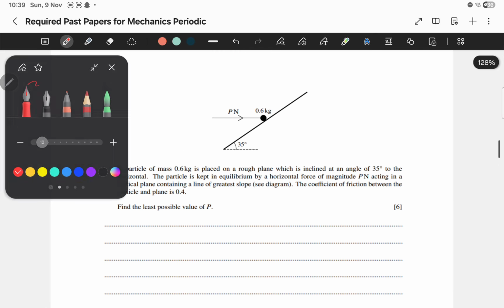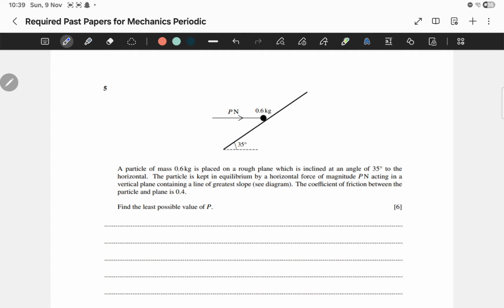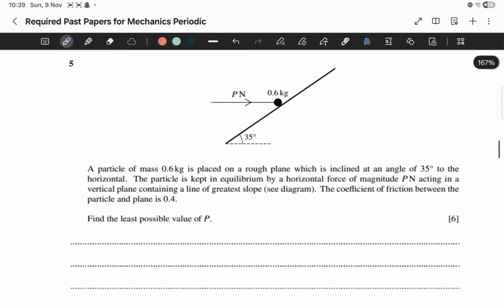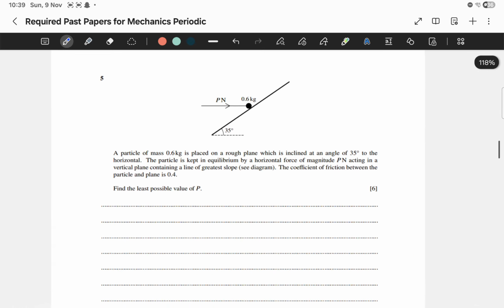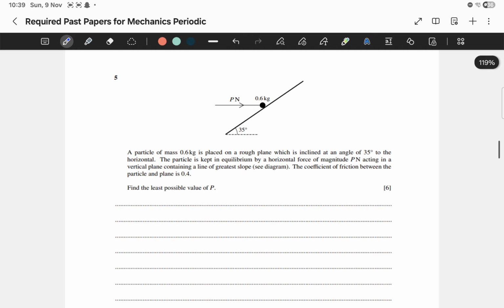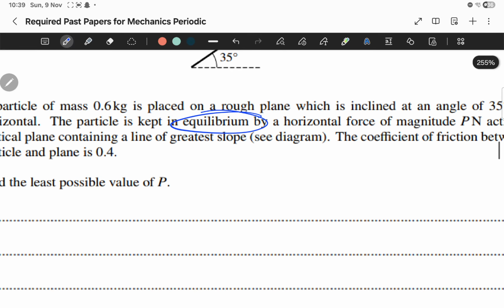Alright, perfect. So, question 5, or the third question, basically. A particle of mass 0.6 kilogram is inclined on a rough plane where friction, to the horizontal. The particle is kept in equilibrium, very important. That means sigma of x, sigma of y is 0.